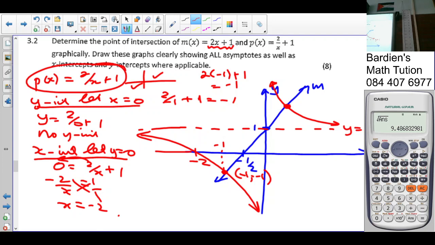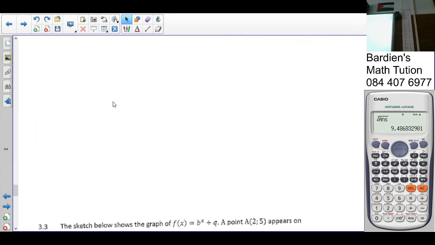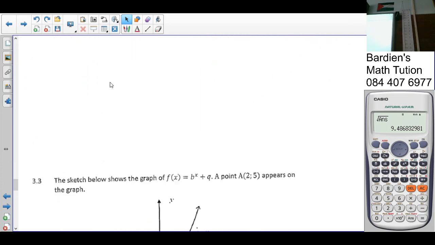Yes, 1. So 2 over 1. What is 2 over 1? 2 plus 1 is 3. So you put 1 in there. 2 times 1 is 2 plus 1 is 3. So it's going to be 1 and 2. Even if you had drawn a grid, it would have been much easier for you to see. You all okay with that? That is 3.2.